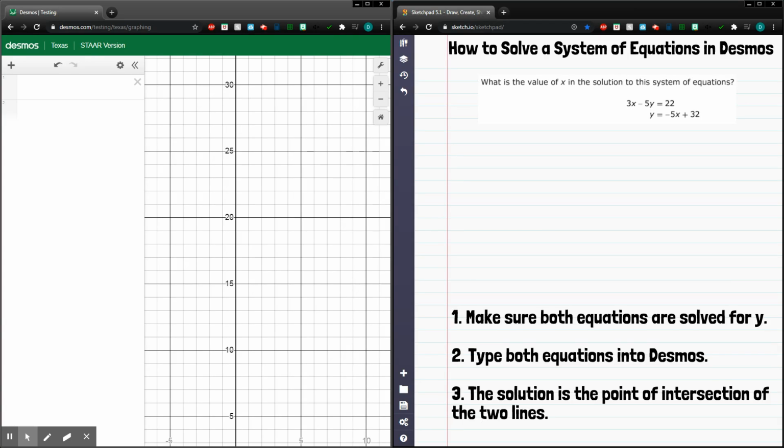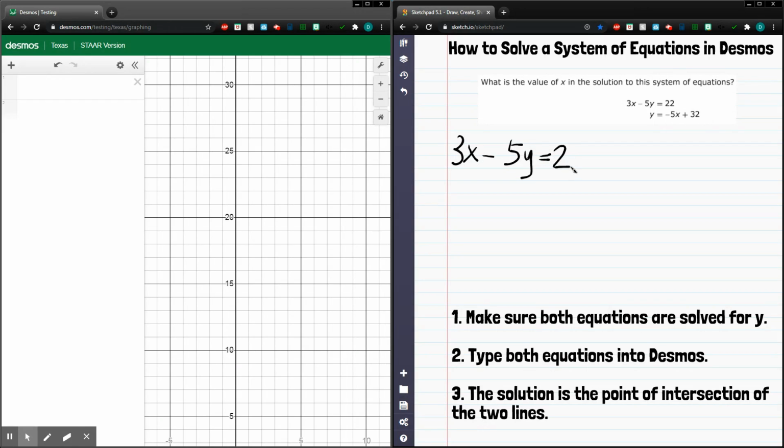Let's say that I want to solve a system of equations using Desmos. The first thing I want to do is make sure that both equations are solved for y. If you look here at the first equation, it is not yet solved for y, so I can't just type it into Desmos. So I'm going to take the equation 3x minus 5y equals 22, and I'm going to solve for y.